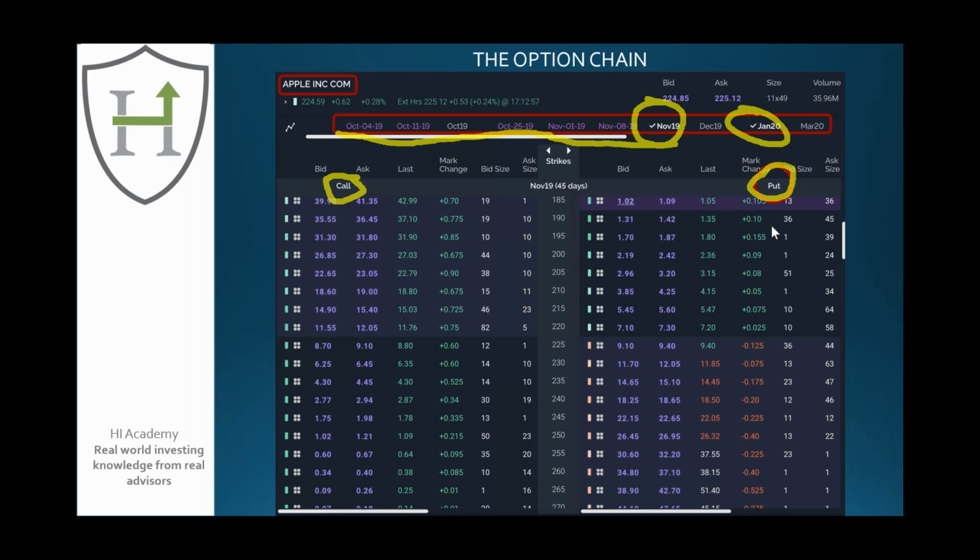Let's use the puts. Everyone uses the calls, and I'm sure you can find a bunch of videos on that. Let's use the put side. If we were looking at purchasing a put, we need to pick the month. We're going to choose November, as you see my red arrow there. And we're going to go to the strike price. We're going to find the strike price that we want to use. Right now, in this screenshot, if you look up here in the upper left-hand corner, the stock is trading at roughly $225. Go Apple, right?